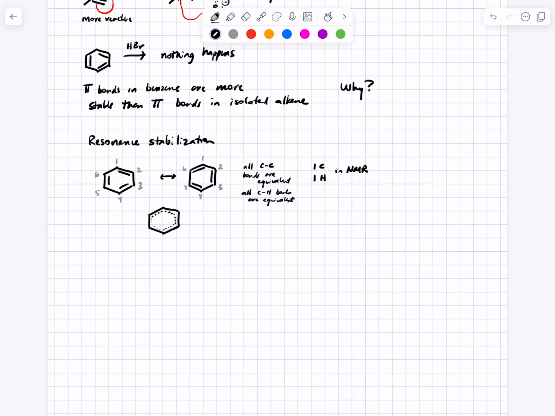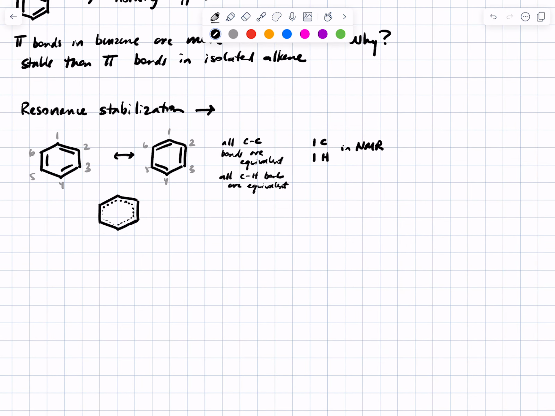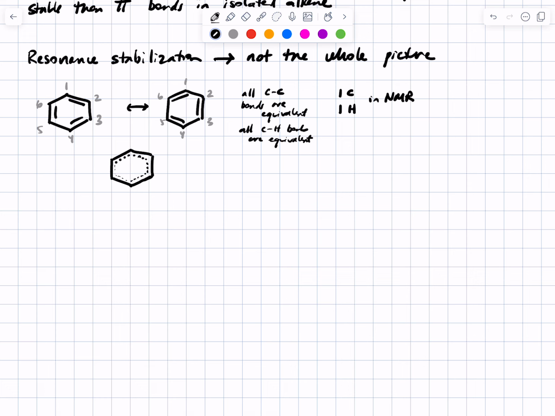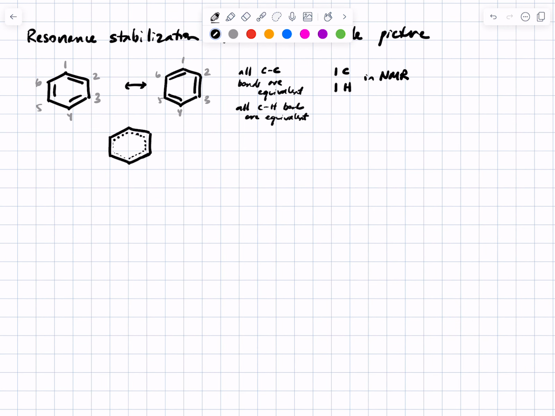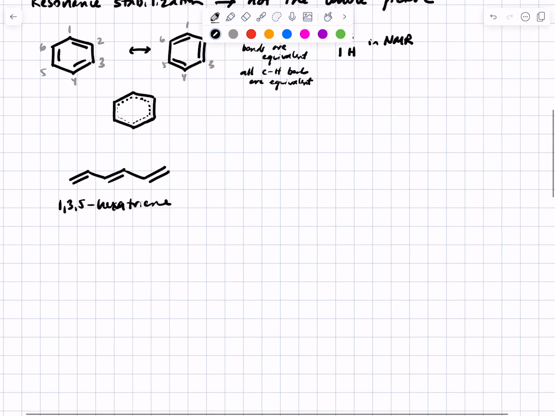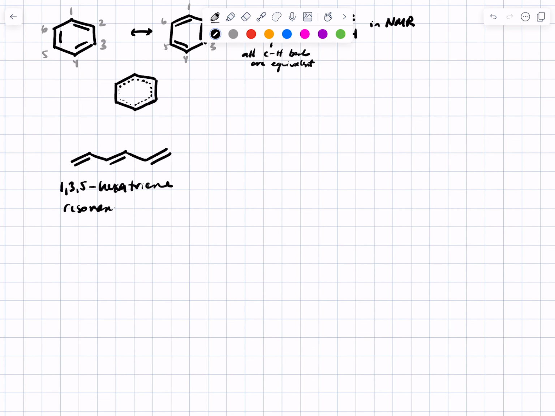Okay, it turns out resonance is not the whole picture. It's part of the picture, but it's not the whole picture. And the reason for that is I can draw a 6-carbon resonance stabilized molecule that does not experience the special stability of benzene. So here is 1,3,5 hexatriene, which is resonance stabilized, but still not as stable as benzene.